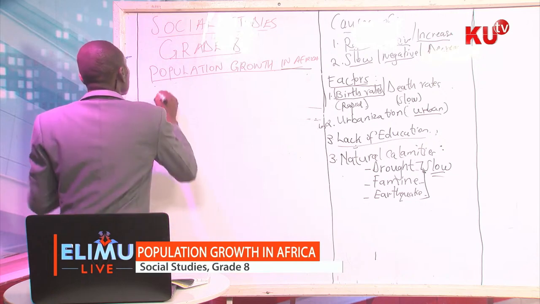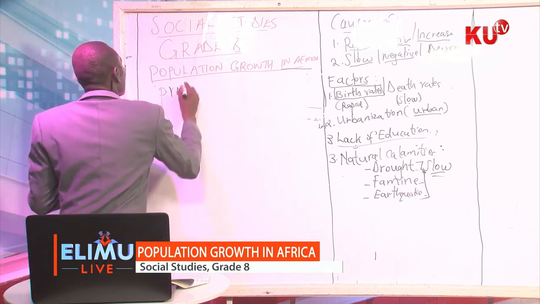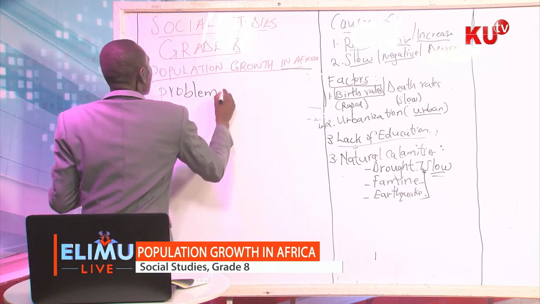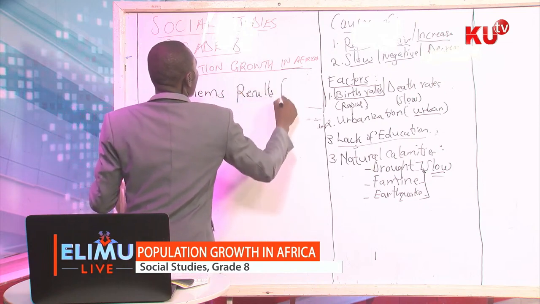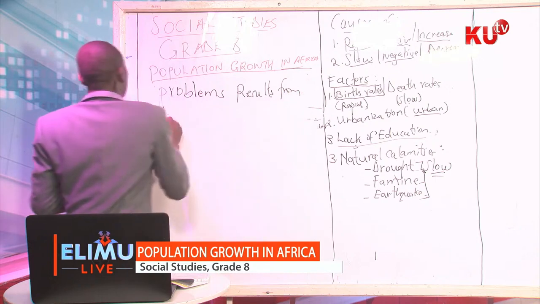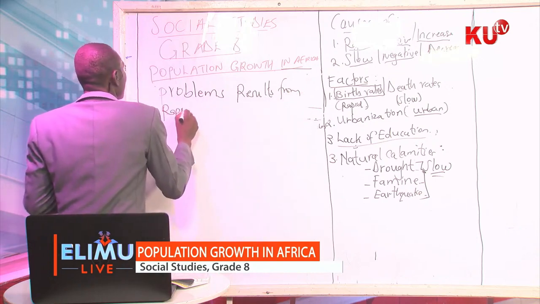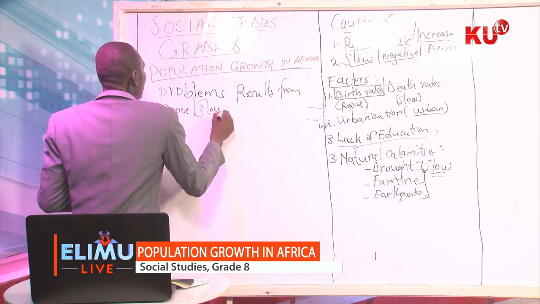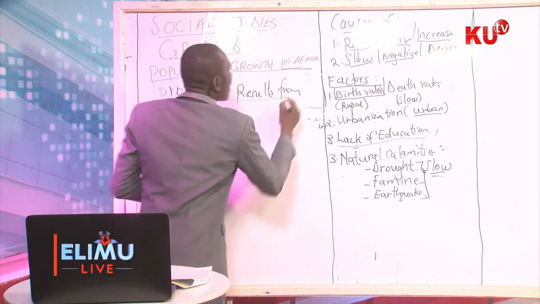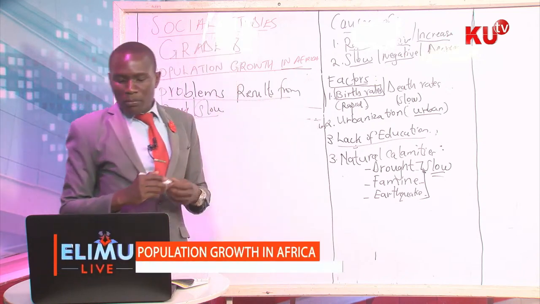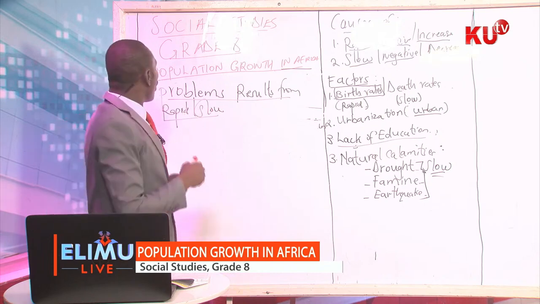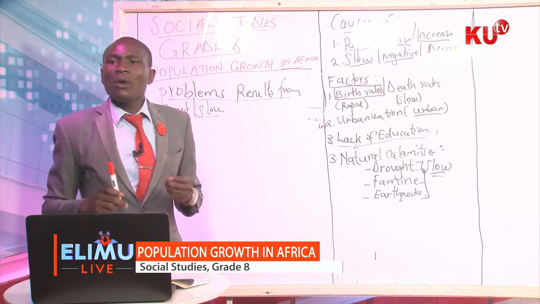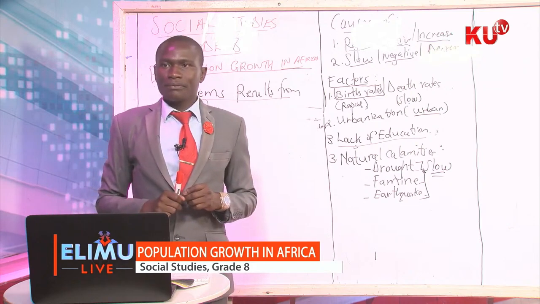Problems that result from rapid or slow population growth. In other words, when we're talking about problems resulting from population growth, what are we referring to?